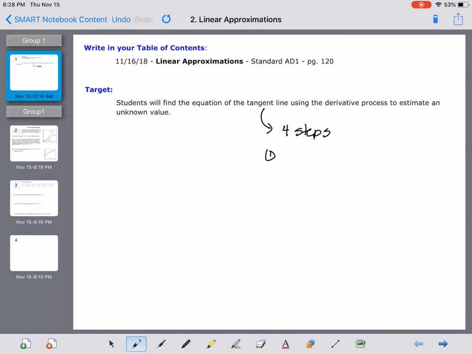Our first step is always find our y. Second step, find the derivative. Our dy dx, y prime, whatever you want to label that as, f prime. Third step is plug into the derivative to get slope. Remember that derivative represents the slope of the tangent line, the slope of our curve. And then 4, write the line.